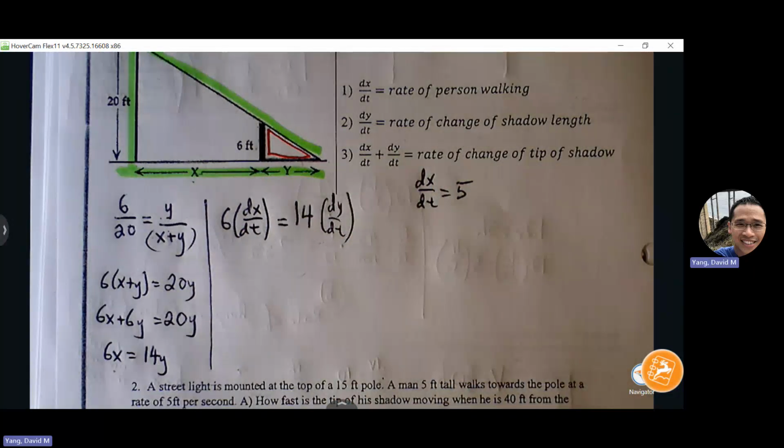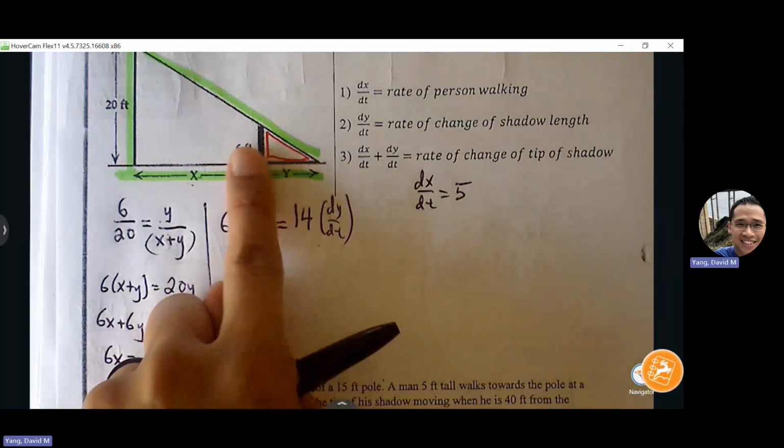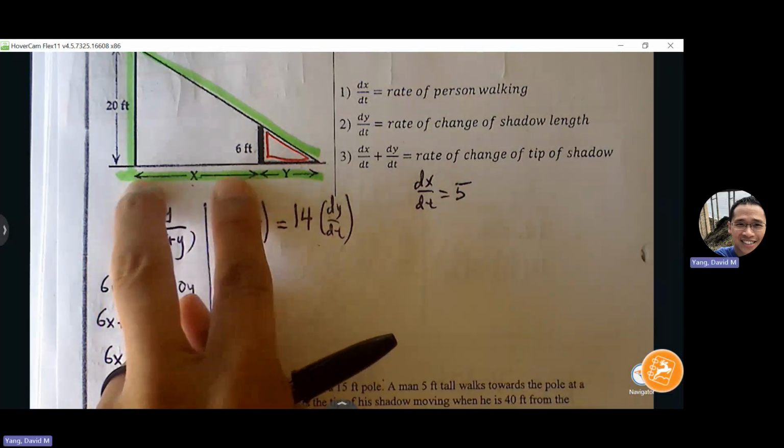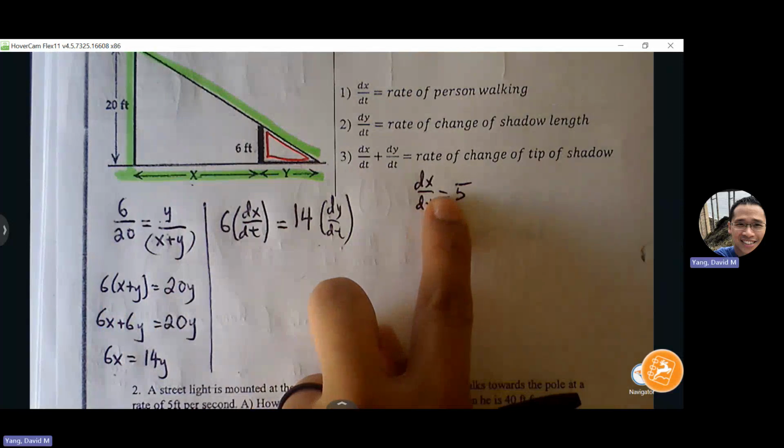I have a question. When would the dx over dt be -5? If the person is walking towards the lamppost, then x is decreasing, then we've got to force that to be a negative.